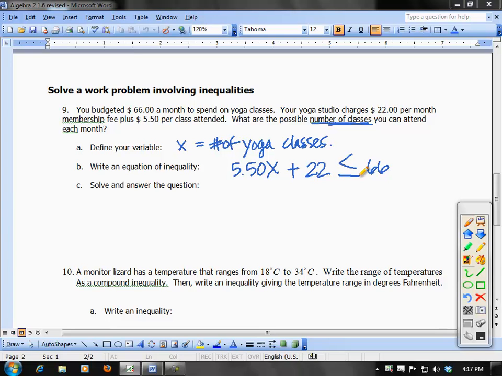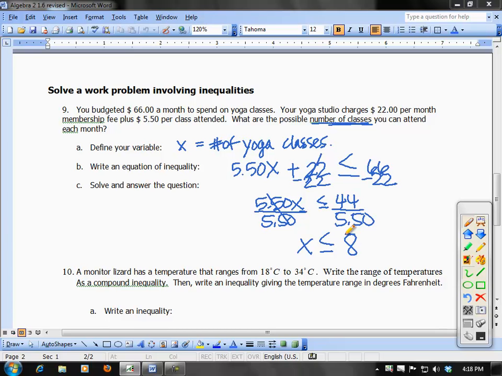Now what we want to do is solve this. So let's subtract 22. So $5.50 per class has to be less than or equal to 44. When I divide then both sides by 5.50, my sign stays the same because I'm not dividing by a negative. And what I find is I get this. Now, your mathematics is correct, but if this is the answer you give me, I will mark it wrong.